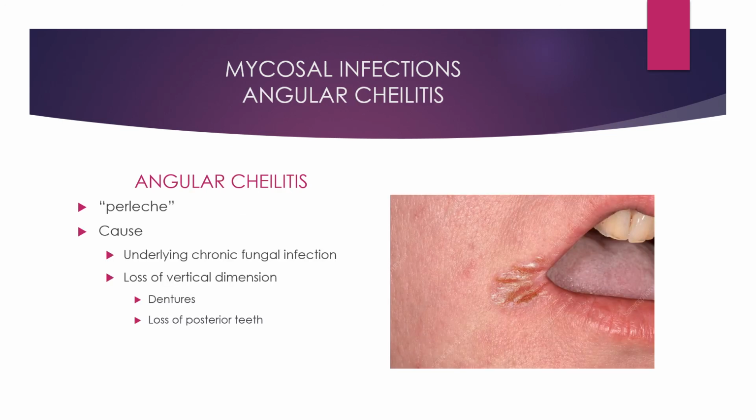Angular cheilitis, or perlesh, that's another old term that you will hear. Angular cheilitis is usually an underlying chronic fungal infection. It can also be caused by loss of what we call vertical dimension. In other words, the height of your jaw has been compromised either from dentures, where the height is not back to the original vertical dimension, or the loss of posterior teeth.